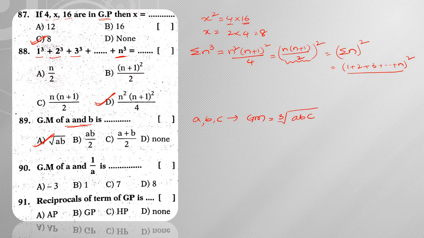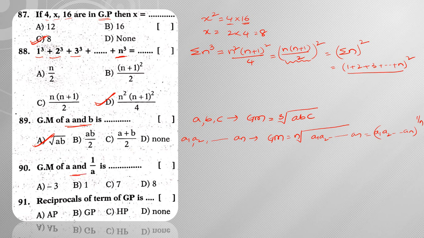Likewise, if you are having n terms A1, A2, A3 and so on An in GP, then its GM is given by, simply we can write, nth root of A1 into A2 into so on An, or this can also be written as A1 into A2 into so on An whole power 1 by n, right? So this you can apply.